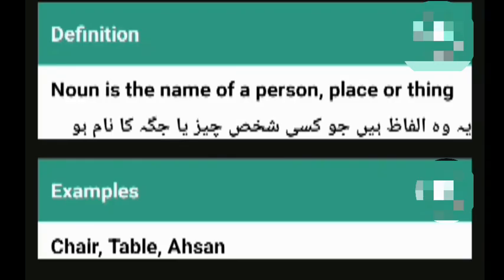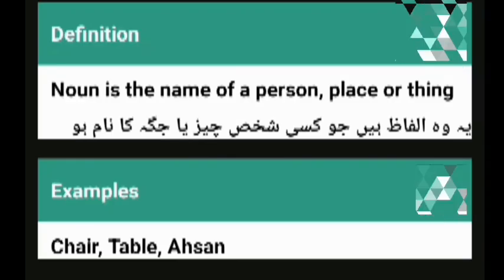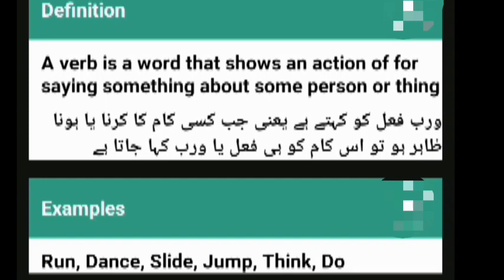A noun is the name of a person, place or thing. Chair, table, Asan. A verb is a word that shows an action or says something about some person or thing. Run, dance, slide, jump, think, do.